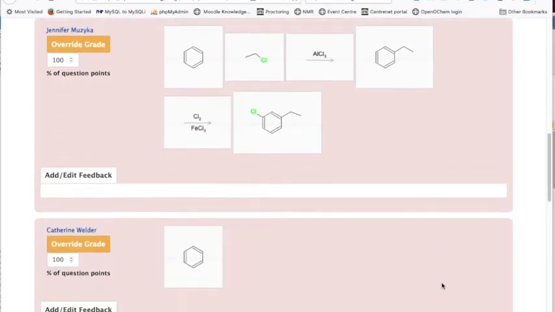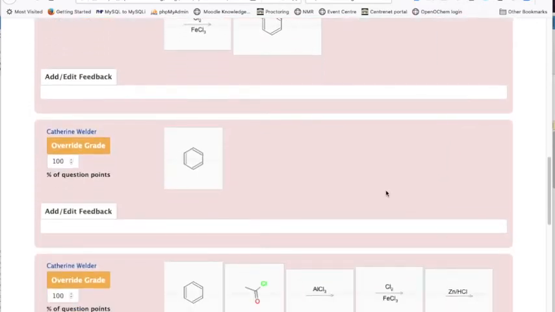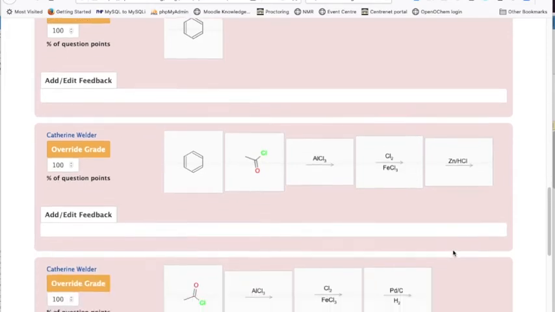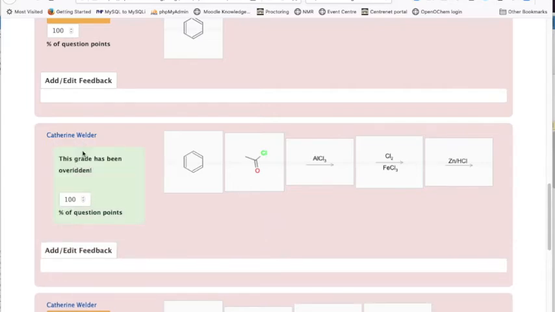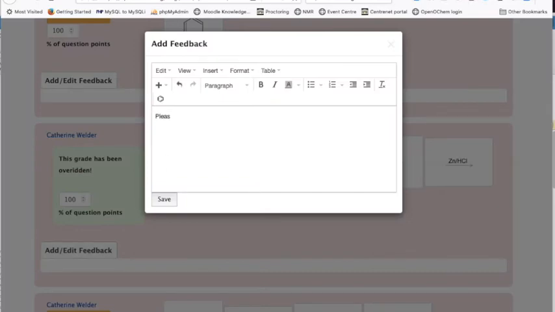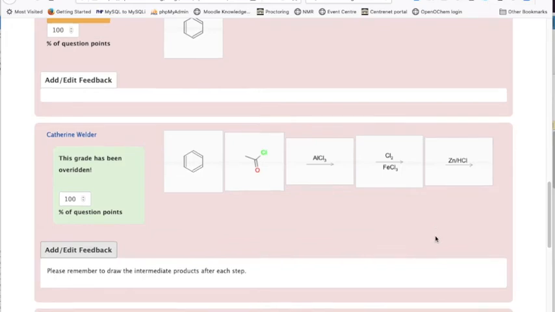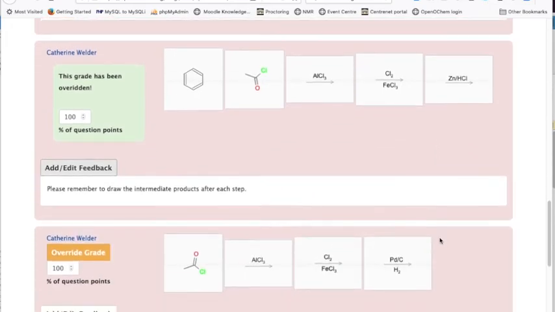and Kathy got it wrong because she stopped. Kathy got this one wrong because she didn't actually draw the product after the different stages. So I'm going to override the grade for her and put a comment that says, please remember to draw the intermediate products after each step. And then hopefully she'll get the question right the next time because she will draw the other things.